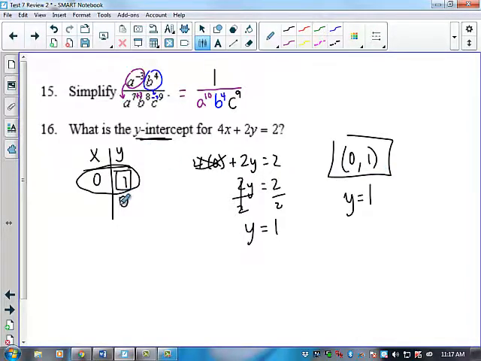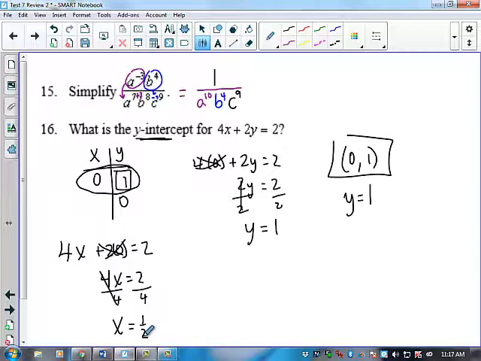Okay, you can check for the other one by plugging in 0 for y, for your x-intercept. So 4x plus 2 times 0 is equal to 2. Those would cancel. 4x equals 2. Divide by 4 on both sides. X would be equal to 1/2. Okay, so that would be your x-intercept.